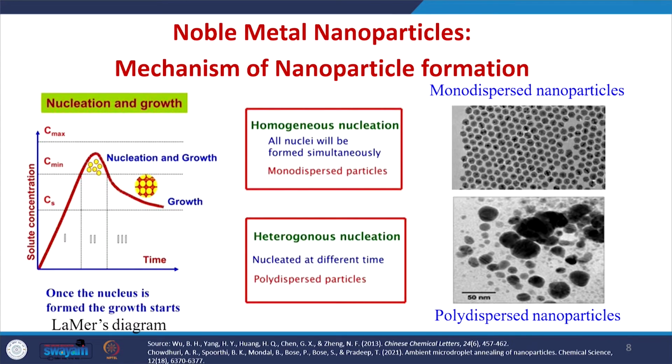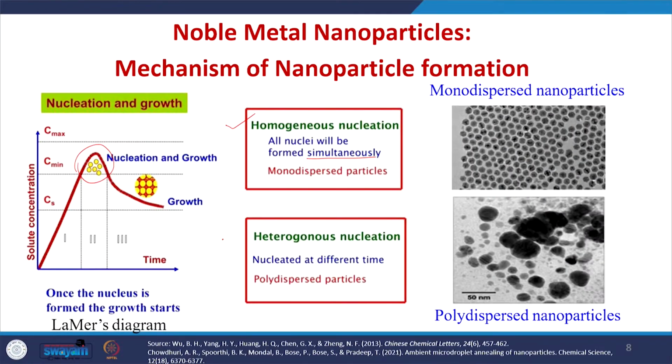As I told in the previous slide, once the nucleus is formed, then the growth starts. So, there are two types of nucleation. The first one is homogeneous nucleation. That means all the nuclei will be formed simultaneously. If all the nuclei are formed simultaneously, you get monodispersed particles. That means you get uniform size nanoparticles. The other type is heterogeneous nucleation. That means it is nucleated at different times.